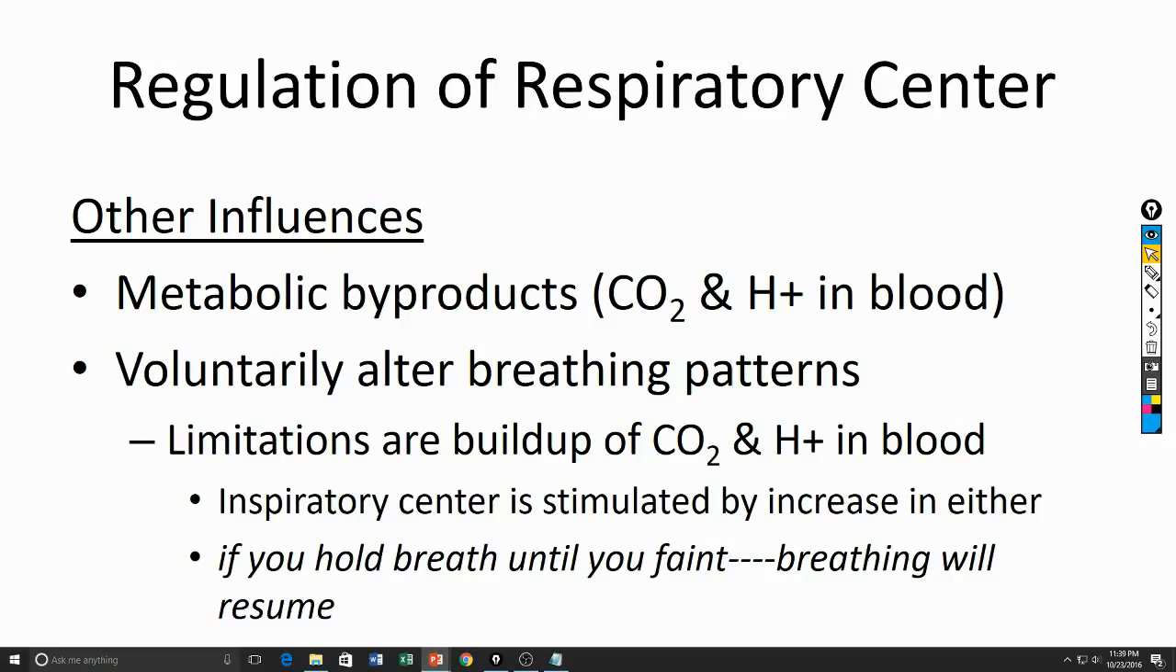So other factors regulating respiration or minute ventilation. The primary thing that we're going to talk about will be metabolic byproducts: carbon dioxide and hydrogen. Hydrogen ions and CO2 lead to changes in the pH of the blood. When you have a change in pH, there are lots of problems downstream. We'll talk about that a bit more in a second, but the major factors are, one, metabolic byproducts, and two, of course, your ability to just change the way you breathe.